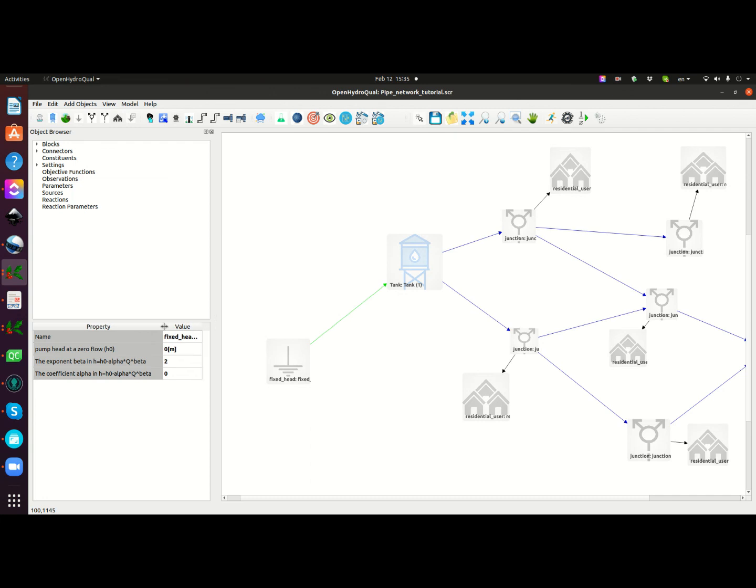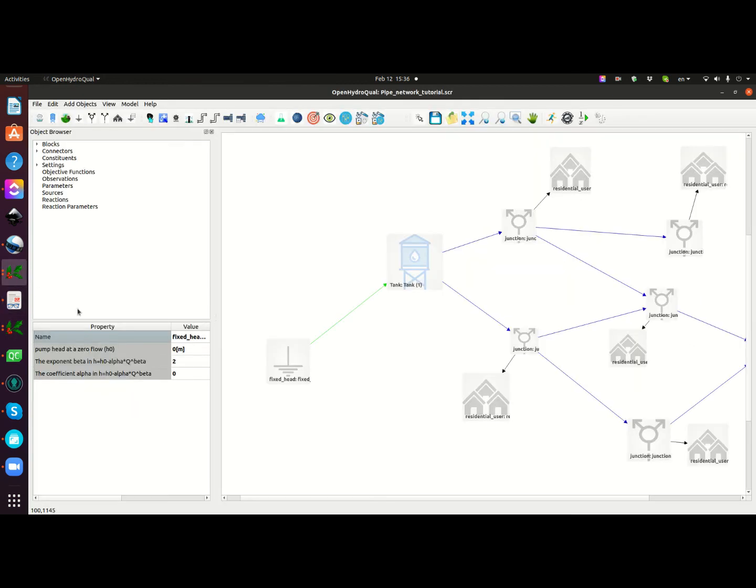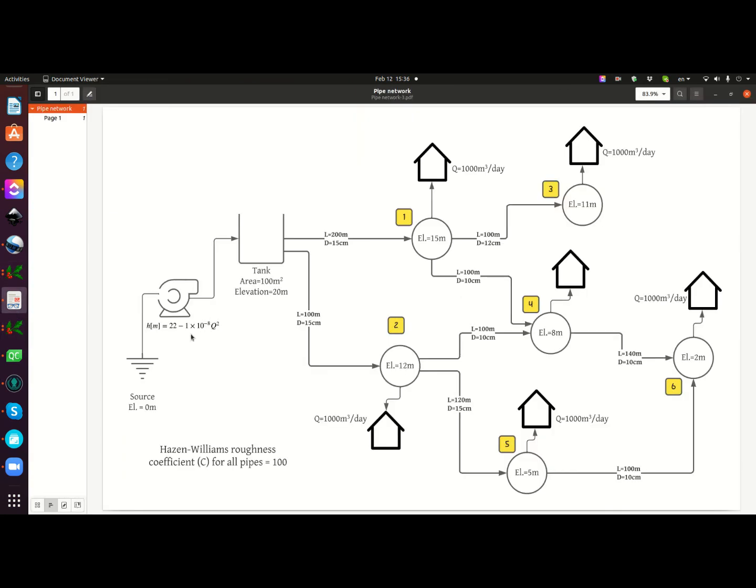So if you look, it says that the equation that is used for a pump with quadratic head flow relationship looks like this. So we have an H0 minus an alpha times Q to the power beta. The beta value is 2. Basically, if you look at my equation, it's Q to the power 2. So I'm going to keep beta at 2. And then H0 will be 22. So I'm gonna make it 22. And then our alpha is going to be 1e minus 8. So that's 1e minus 8, and that's according to my rating curve.